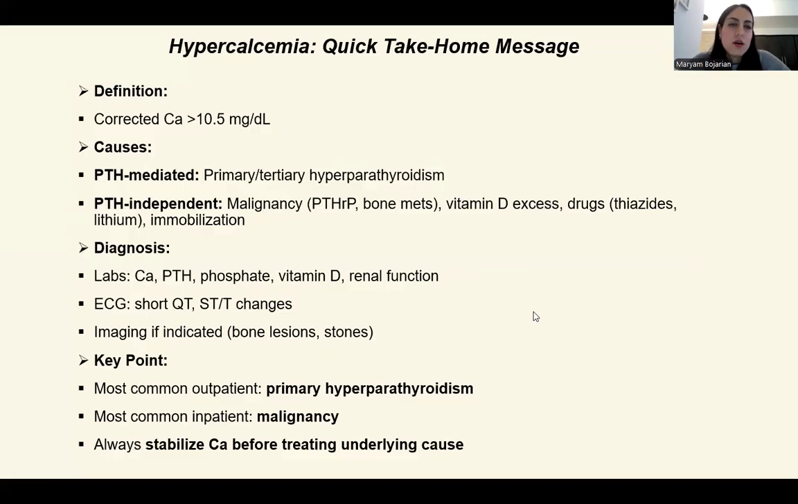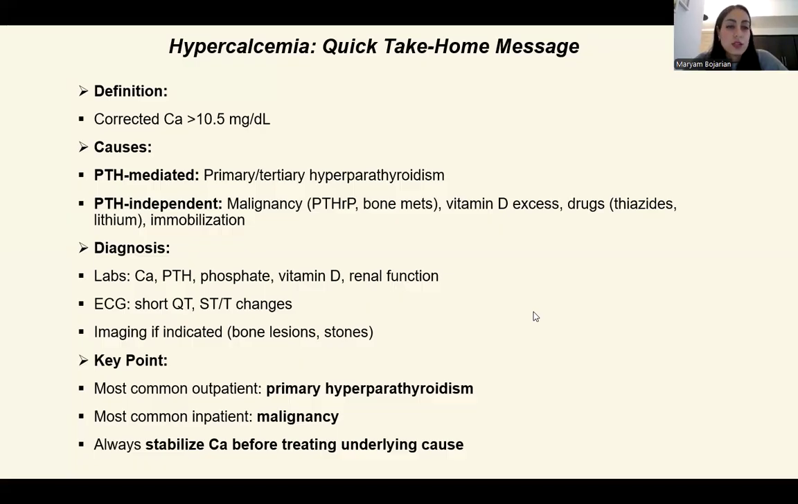And a quick take-home message. The definition is a corrected calcium more than 10.5. I'm going to emphasize again, always report corrected calcium. As for causes, the first thing you have to order after the diagnosis of hypercalcemia is parathyroid hormone, because you want to know what your next step is going to be. Either your patient has PTH-mediated or non-PTH-mediated hypercalcemia. PTH-mediated includes primary hyperparathyroidism, FHH, or tertiary hyperparathyroidism, and non-PTH-mediated includes malignancy, vitamin D toxicity, and drugs. Those are the differentials as we discussed.